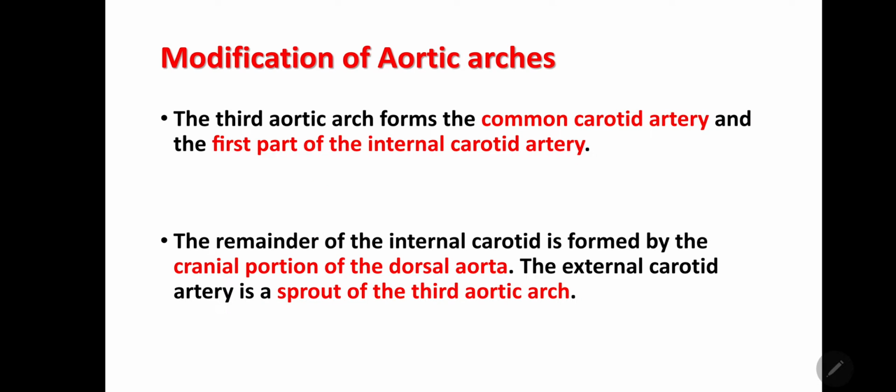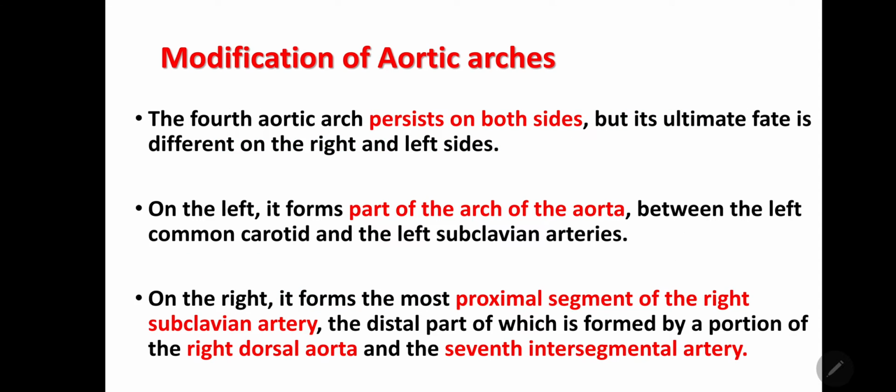How does it happen? The third aortic arch forms the common carotid artery and also the first part of the internal carotid artery. The remainder of the internal carotid artery is formed by the cranial portion of the dorsal aorta. The external carotid artery is a sprout of the third aortic arch. So this external carotid artery is happening by angiogenesis. What is angiogenesis? Sprouting of a vessel from an already existing vessel. So these modifications happen there.